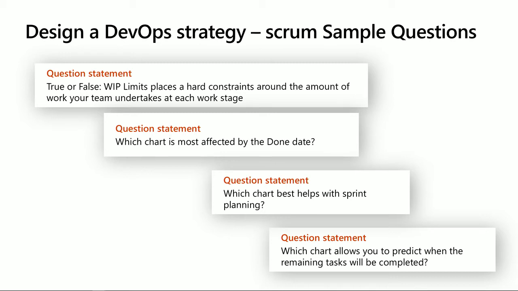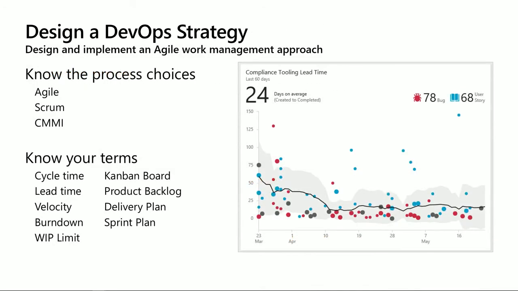All right, next question. Which chart is most affected by the done date? The done date is something that allows you to see when a particular task is completed. So if I go back to the charts here, one of these charts allows me to see the complete time it took from when the item was first created to when it's completely marked as done. And that is the lead time, okay? So I maybe didn't explain that one early enough, but yeah.